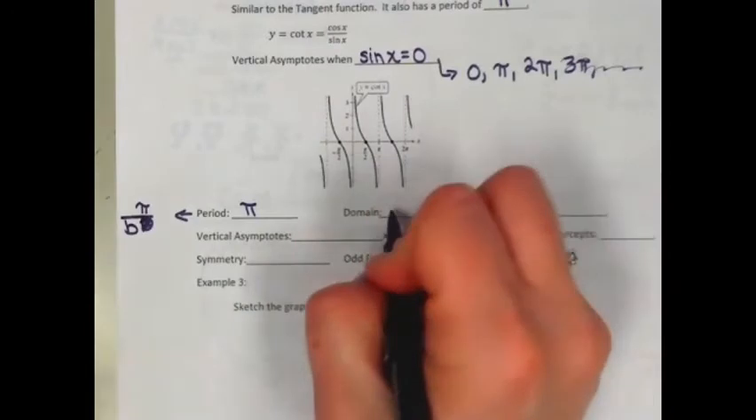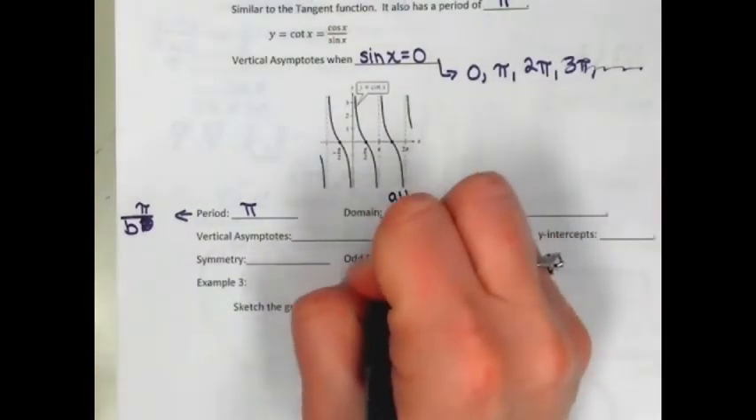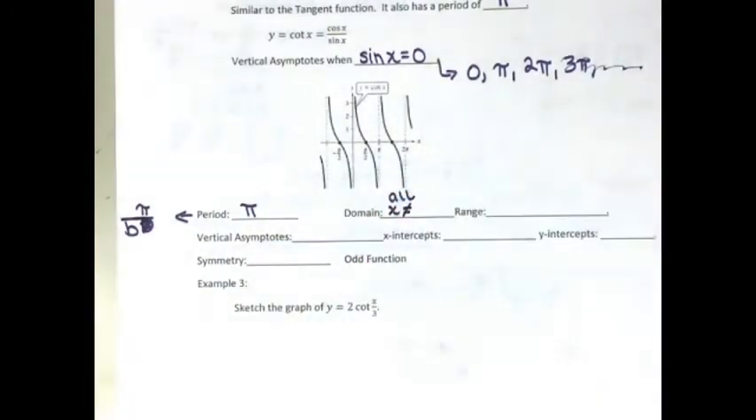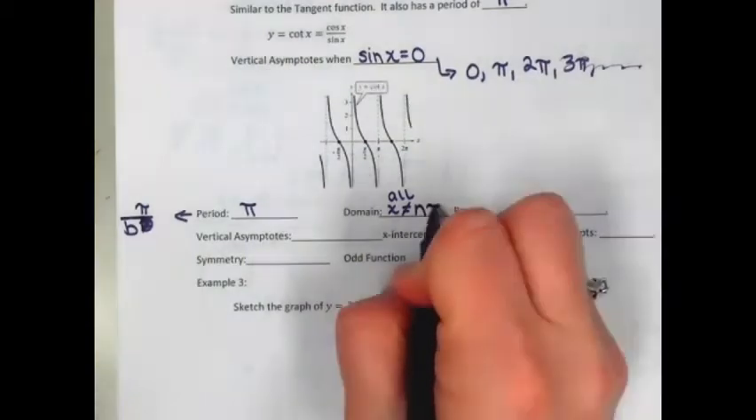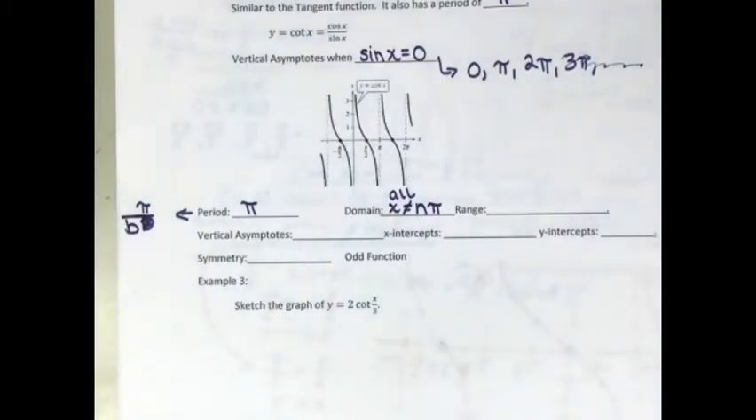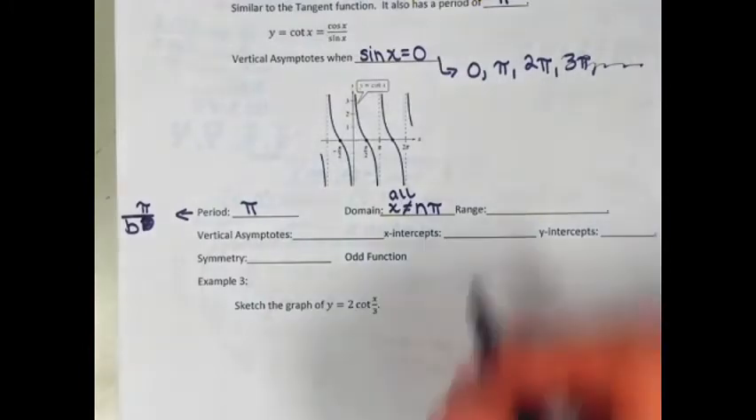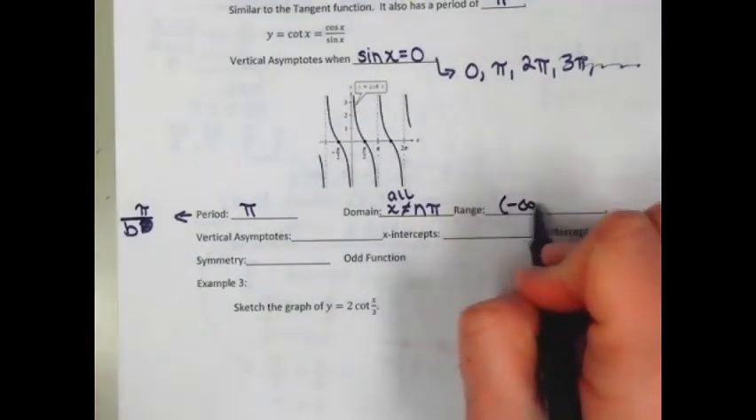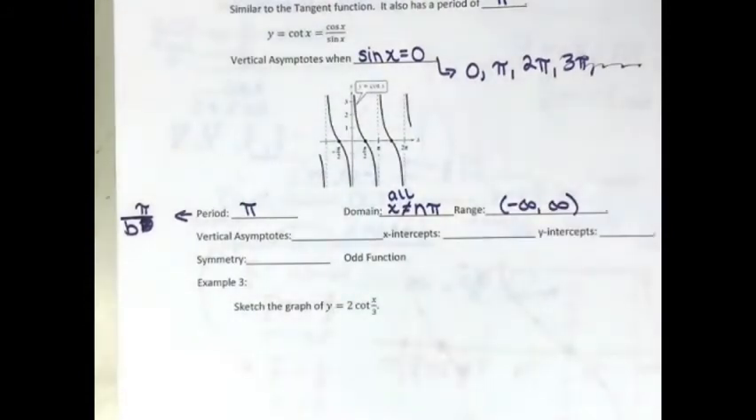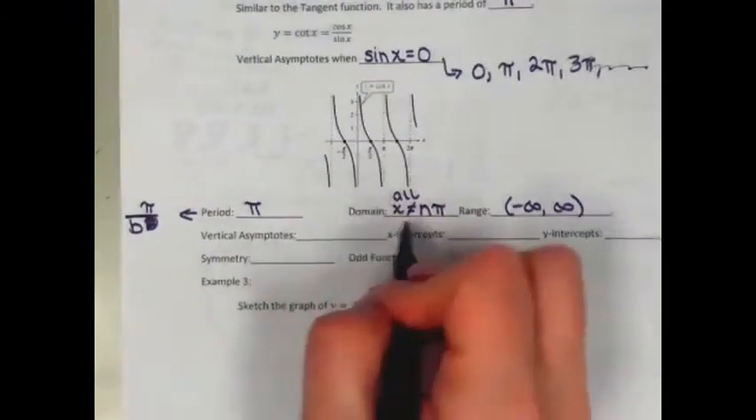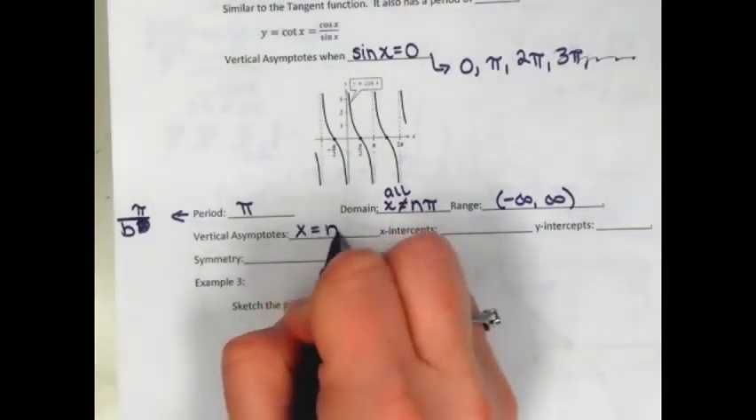Now our domain is going to be all reals again, except now x can't equal... before it was our pi over 2s. Now it's just pi's, right? So it's going to be n times pi, however many pi's we're going out. What do you think our range is going to be again? Negative infinity to positive infinity. Our vertical asymptote is like our domain, where x equals n times pi.